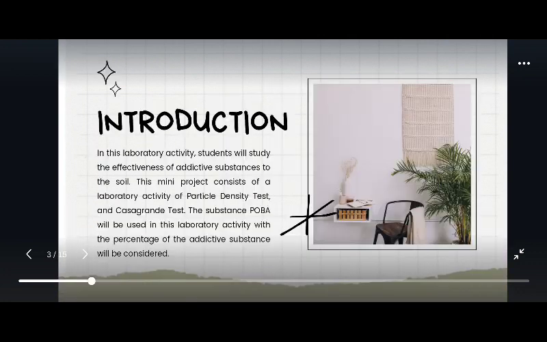In this laboratory activity, students will study about the effectiveness of additive substance to the soil. This mini project consists of a laboratory activity of particle density test and Casagrande test. The substance POBA will be used in this laboratory activity with the percentage of the additive substance will be considered.